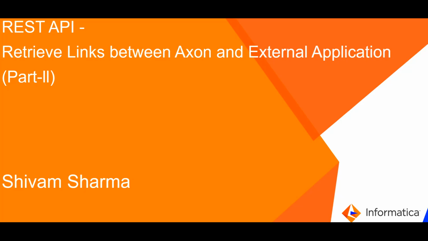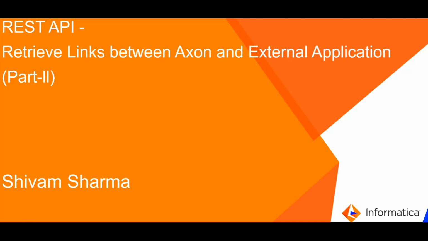This is the second part of the video, Retrieve links between Axon and external applications. In this video, we will discuss how to retrieve the links between Axon attributes and EDC physical fields using a REST API query. Once Axon is integrated with EDC and the EDC resources are linked to Axon systems, the fields from the linked resources are imported in Axon. These fields are then linked to the Axon attributes.